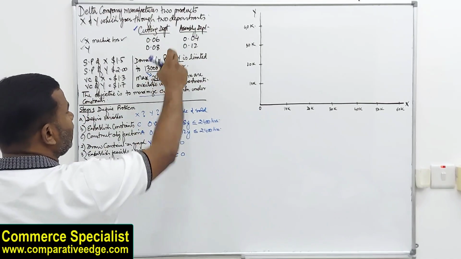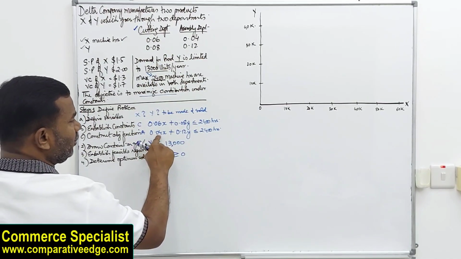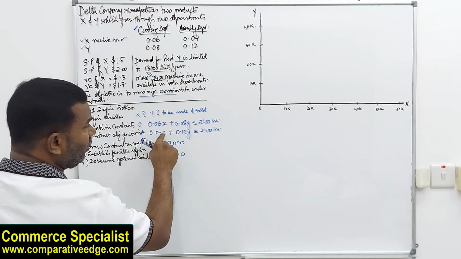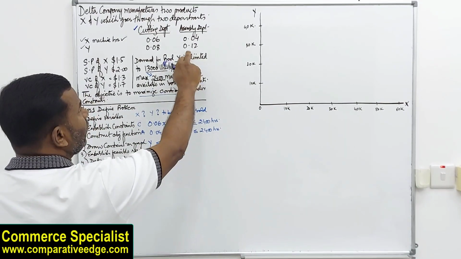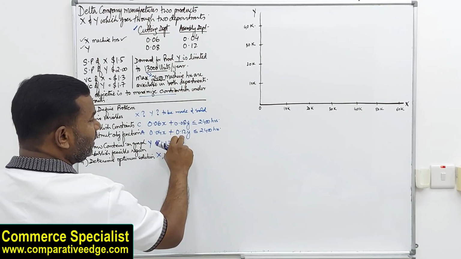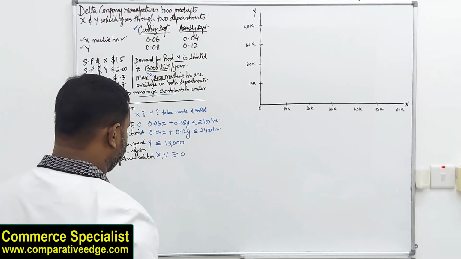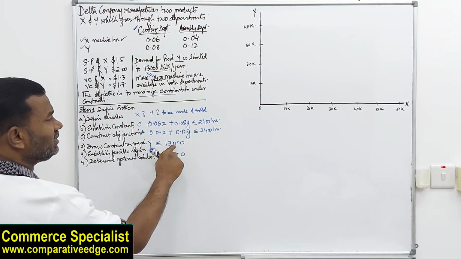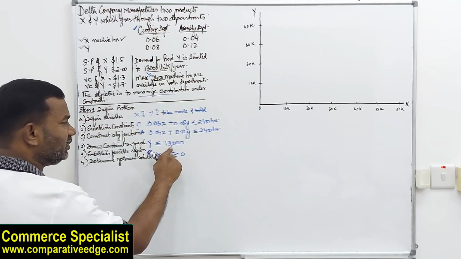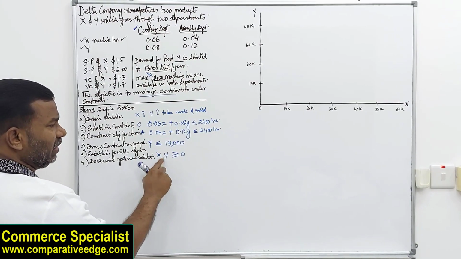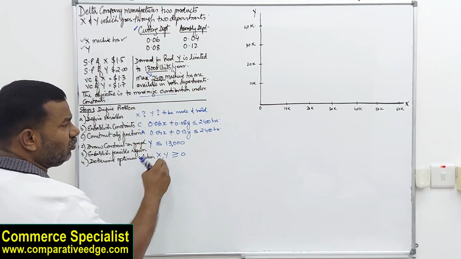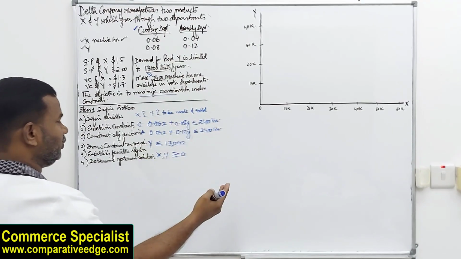For assembly department, 0.04 hours for 1 unit of x into the number of units of x plus 0.12 hours of y into the number of units of y, provided we have maximum 2400 hours. Demand for y is not more than 13,000, and x and y, the number of units made for x and y, should be more than 0, meaning some units we should be making.